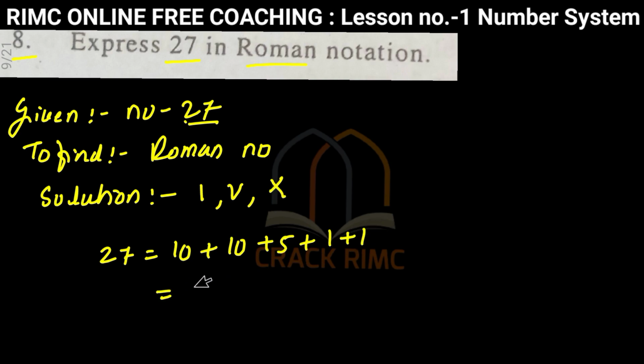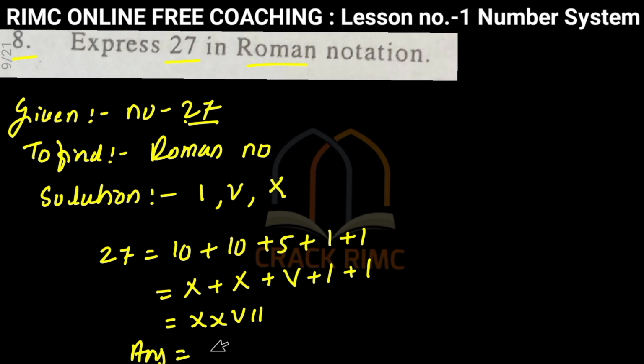is equal to, we can write 10 as X plus 5 as V plus 1 as capital I plus 1 as capital I. So the number will become XVII. Therefore, the answer is equal to XVII. Okay.